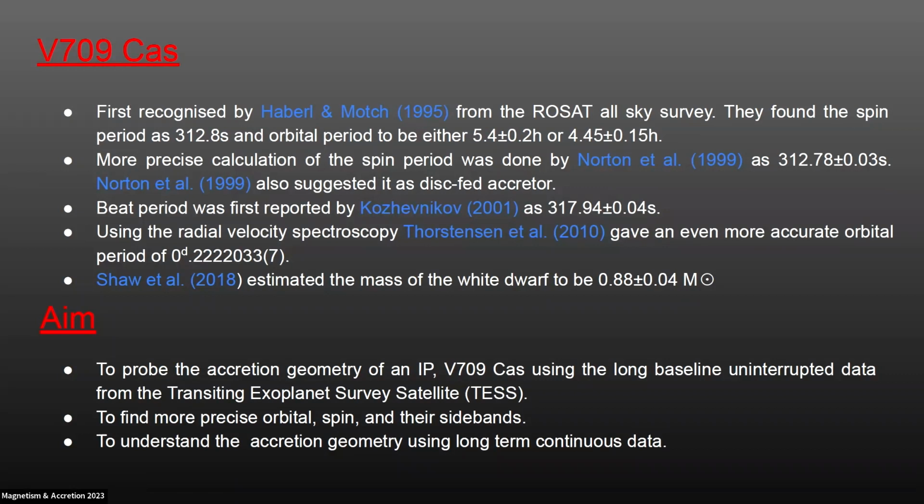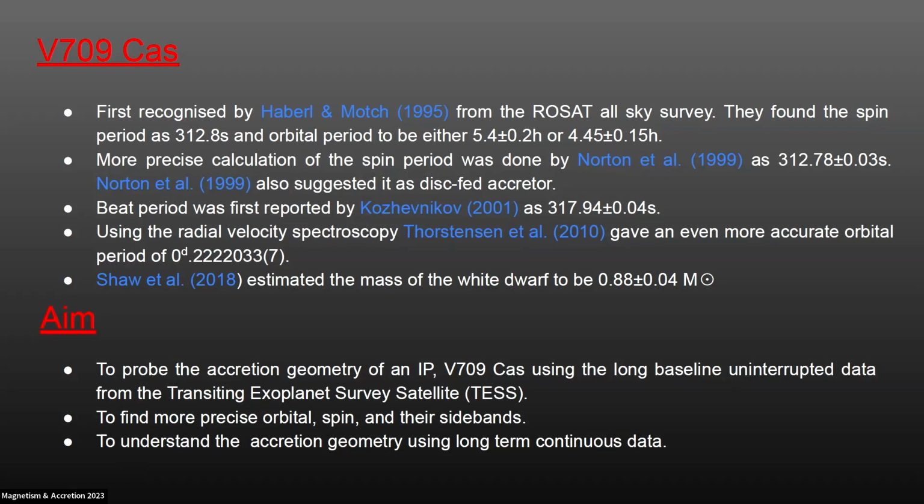The first evidence of beat was reported by Kozhevnikov, and he reported the beat period to be 317.94 seconds. Now with this, the confusion with the orbital period was also cleared with the earlier calculated spin period, and from his newly found beat period, he said that the orbital period should be in the range of 5.28 to 5.43 hours. But even more precise, accurate orbital periods were given by Thorstensen using radial velocity spectroscopy.